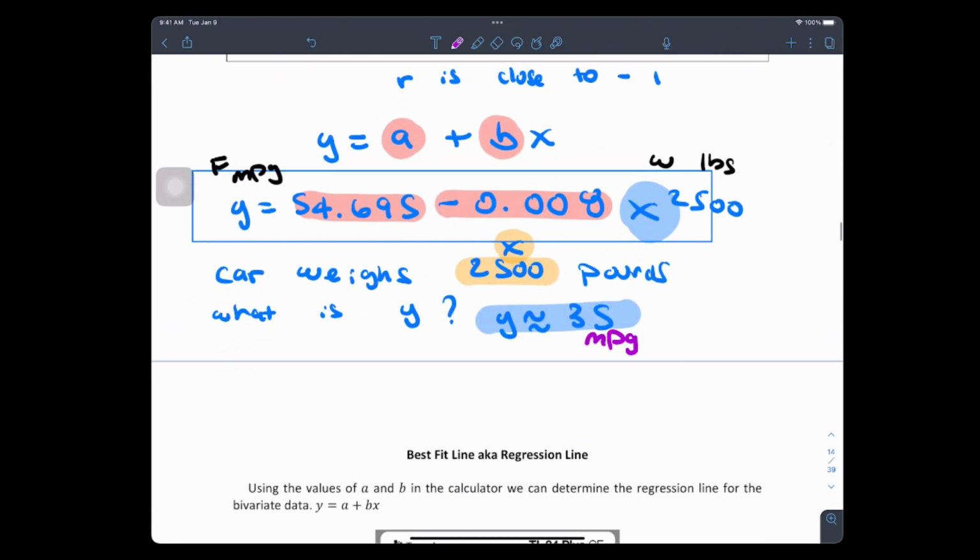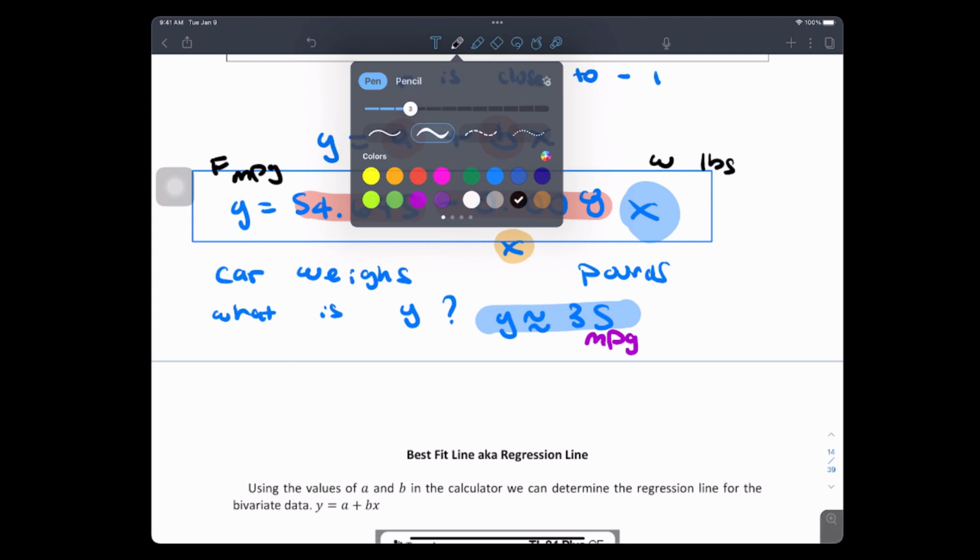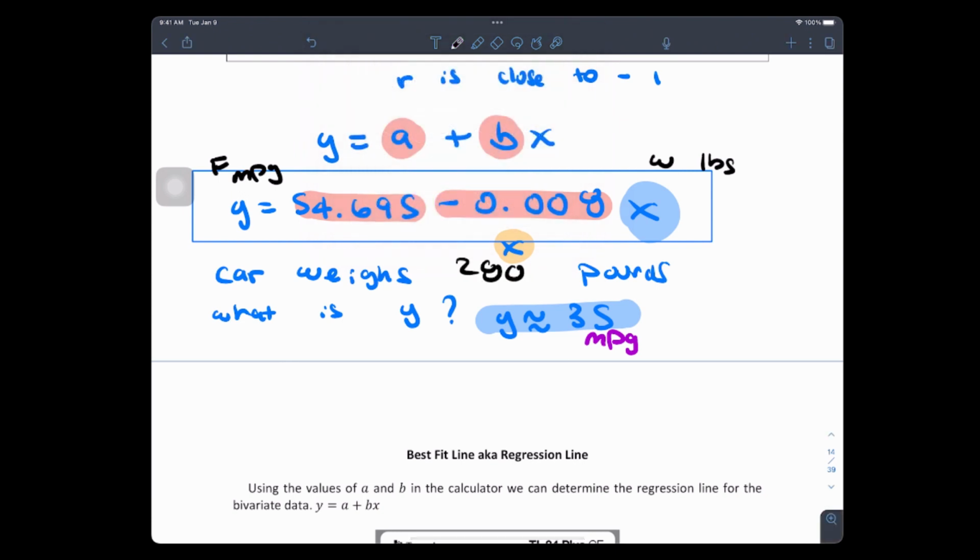You go, Mr. Judge, I want to do one like this. What if it's 2,800 pounds? They don't have that data for 2,800. Okay. Replace X with 2,800 then. Let's see what the MPG is. What is Y?